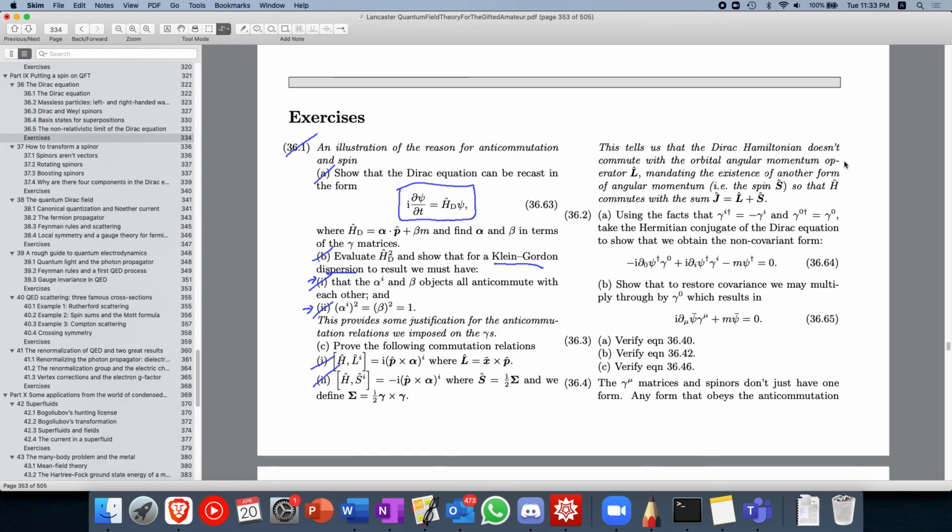Okay, so that was quite a lengthy procedure. Sorry for being boring. So this tells us that the Dirac Hamiltonian doesn't commute with the orbital angular momentum operator L, and neither does it commute with S. However, maintaining the existence of another form of angular momentum, spin, when you add these two up, H with L plus S is equal to this guy plus this guy, and since they add up to 0, it is equal to 0.